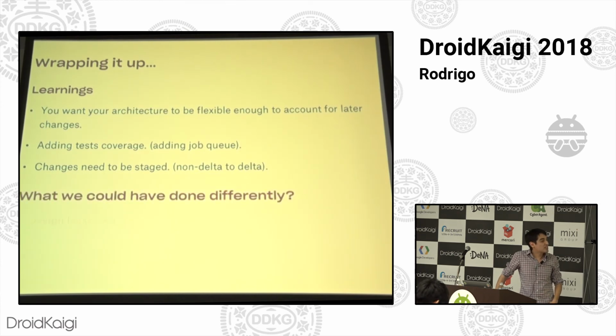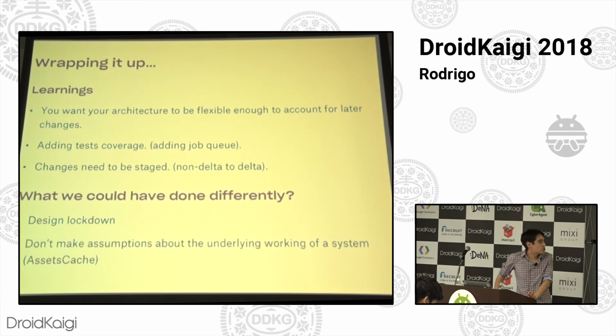What we could have done differently: design lockdown. I think this is hard, right? But basically, don't tell me to implement something two months before launch. And two, don't make assumptions about the underlying workings of a system. You could argue that this was my fault, right? I assumed that the assets cache was doing its job. It was protecting offline files, but in reality, it wasn't. So the assets cache wasn't really working as it should have been. So yeah, make sure that you test those assumptions.